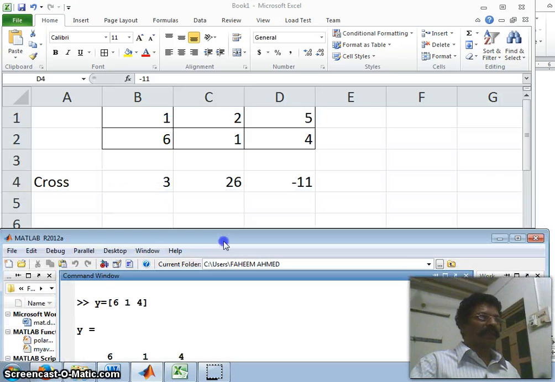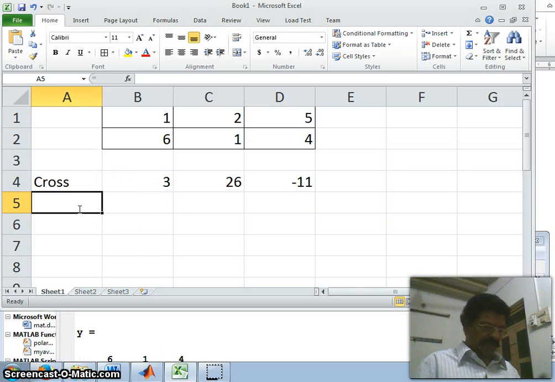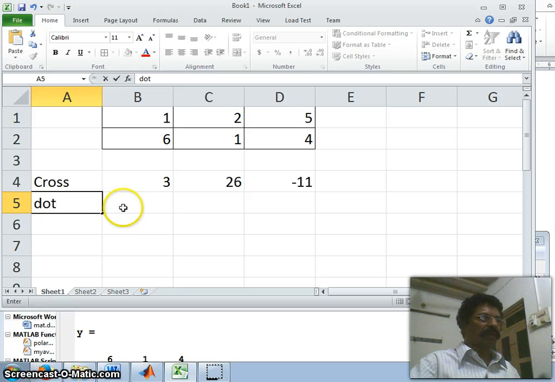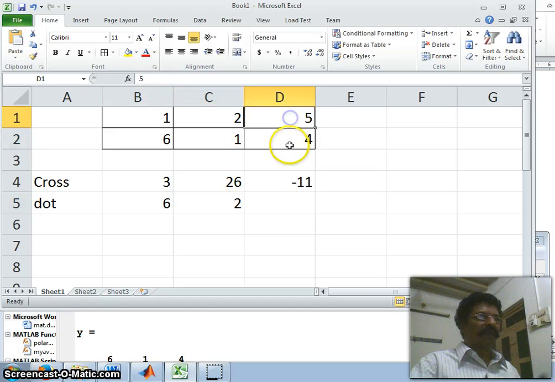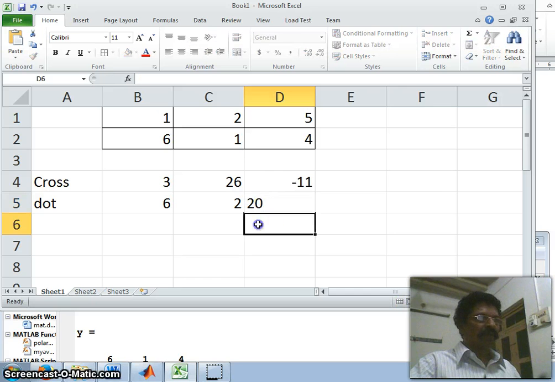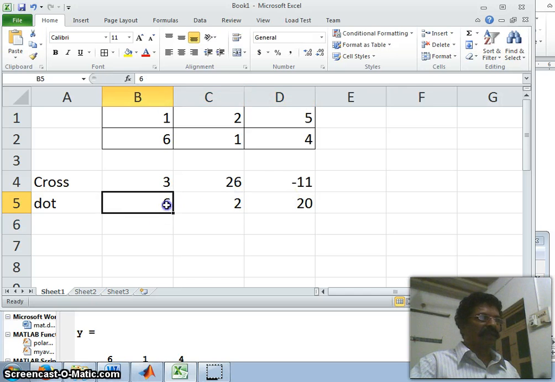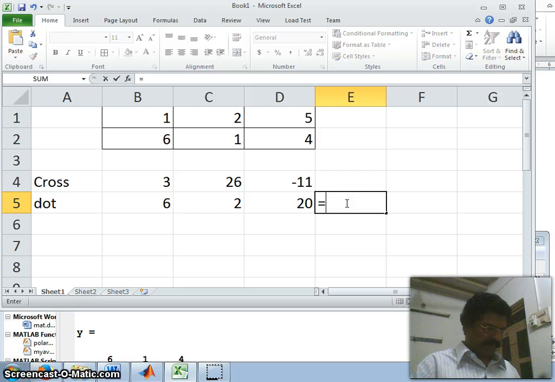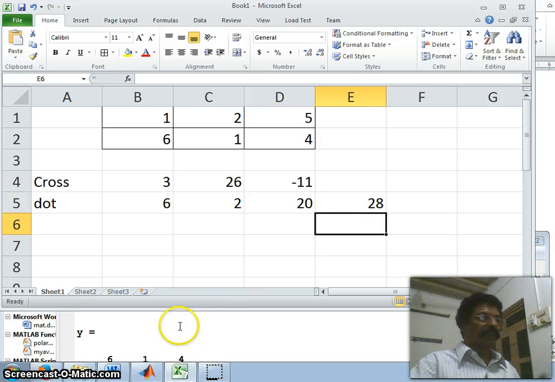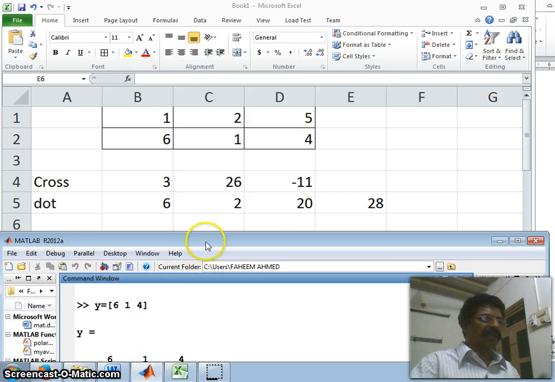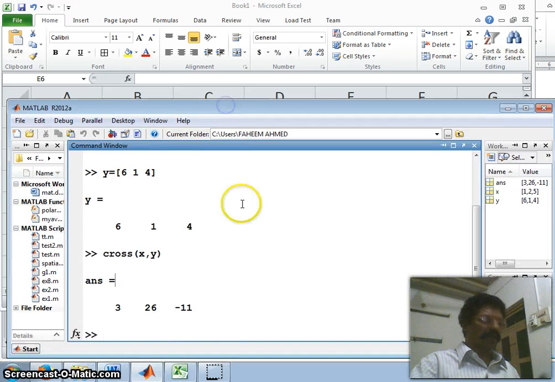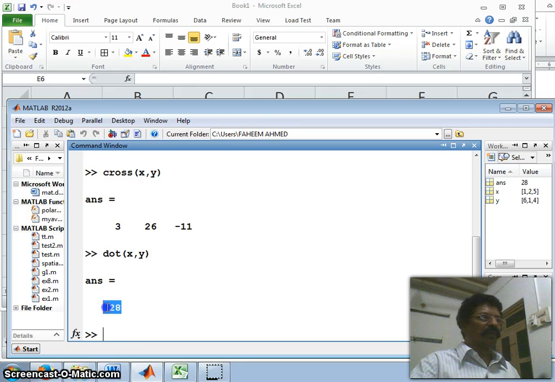Then what is a dot product? Now the dot product is calculated like this. Multiply 1 into 6, which is 6. Then 2 into 1 is 2 and 5 into 4 is equal to 20. Now you add all these things: 20 plus 2 plus 6 is equal to 28. Therefore, this is equal to 28. That is what the dot product gives. Let us cross check it. If I calculate the dot product of x comma y, it is the element-wise multiplication and then added. Therefore, this is equal to 28.